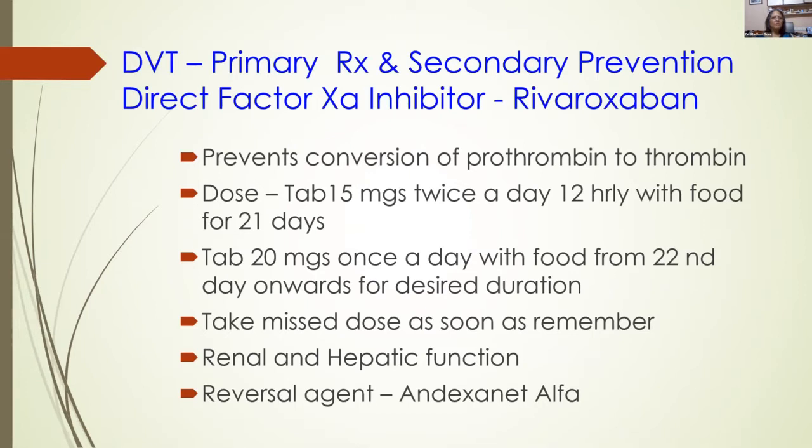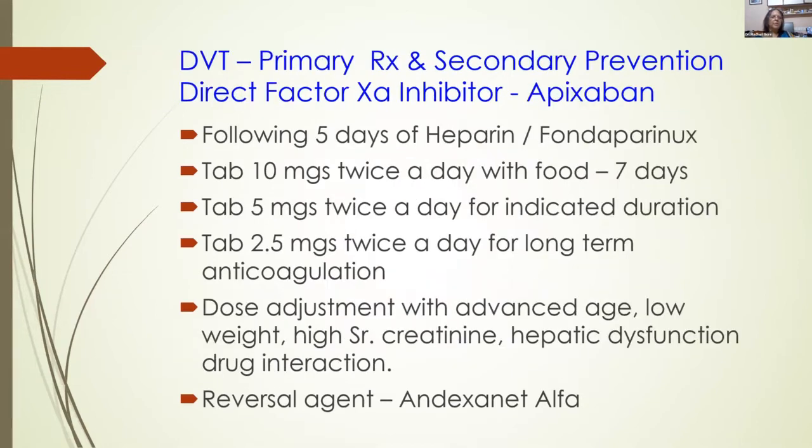Just in short, rivaroxaban prevents conversion of prothrombin to thrombin because of inhibition of factor 10A. The dose is 15 milligrams twice a day, that is 12 hourly, for the first 21 days. And then from the 22nd day, we change it to 1 tablet of 20 milligrams once a day with food. The dose may have to be adjusted depending on renal and hepatic function, so that needs to be monitored. The reversal agent name is andexanet alfa, expensive.